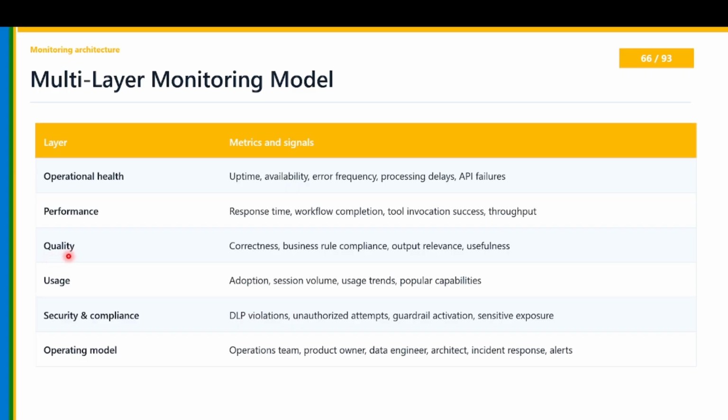Then for quality, so quality is how correct or how useful is the output or the answer that the agentic system is generating. How correct is the entire workflow when it is done? How correct is the data that you are getting from the agentic system application? So that is quality. So to determine quality, collect metrics like correctness, business rule compliance, output relevance, and usefulness.